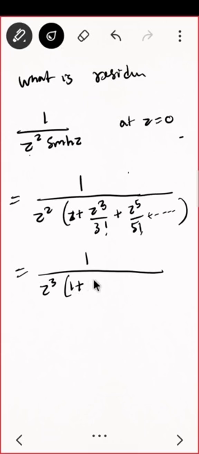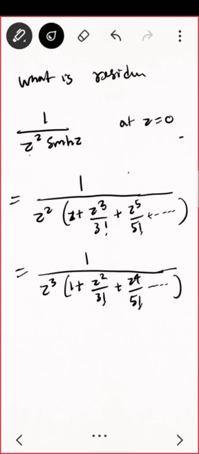क्या करने का? Take something out so that first term should be 1. So can I take z outside? Yes. If I take z outside, it will be z times 1 plus z square upon 3 factorial plus z raised to 4 upon 5 factorial and so on. Now you see, अपने को क्या चाहिए था? Just to write the power series of this and find the coefficient of 1 by z. If you found the coefficient of 1 by z, we are done.